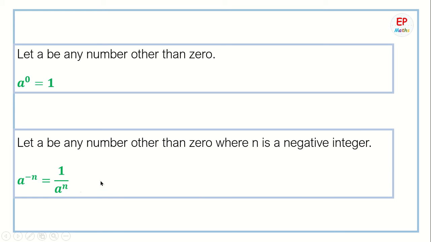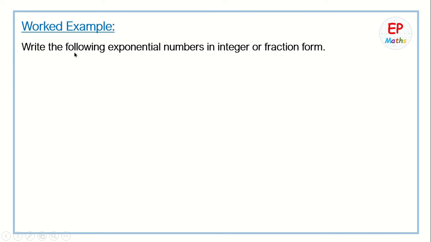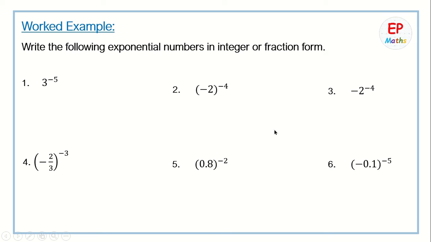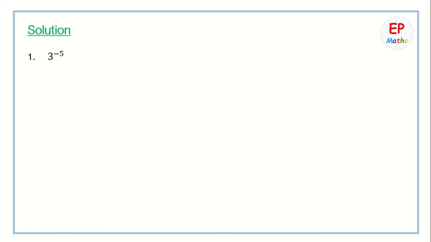So I believe this is very understood. Now let us do some practice. Write the following exponential numbers in integer or fraction form. Okay, now let's get some solutions. Part 1. We have got 3 to the power of negative 5.